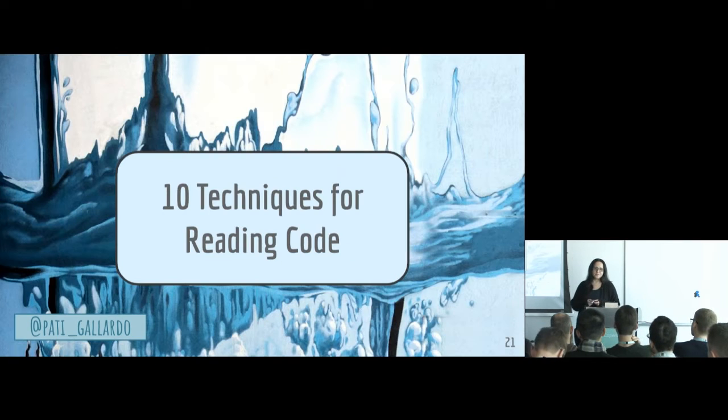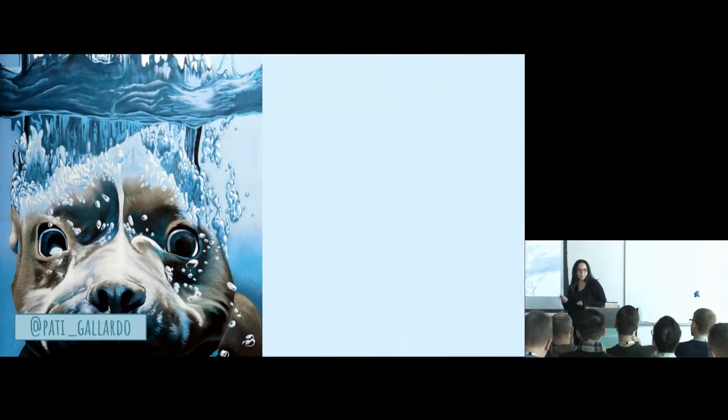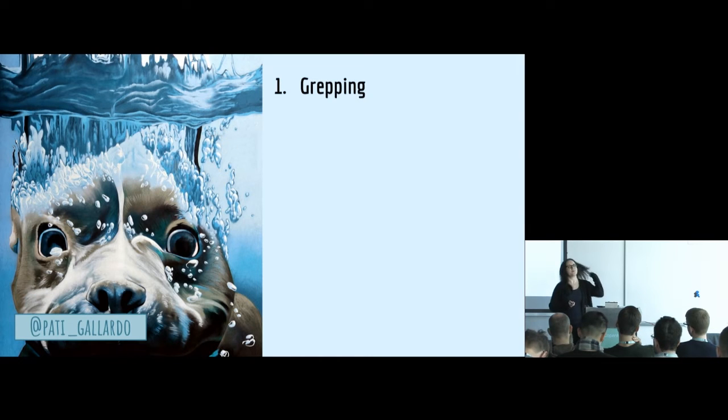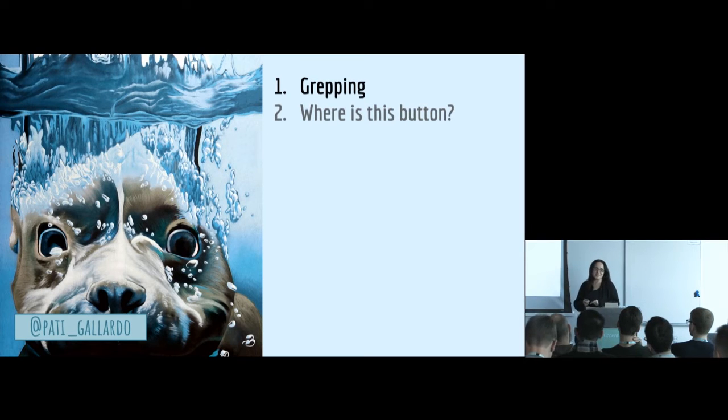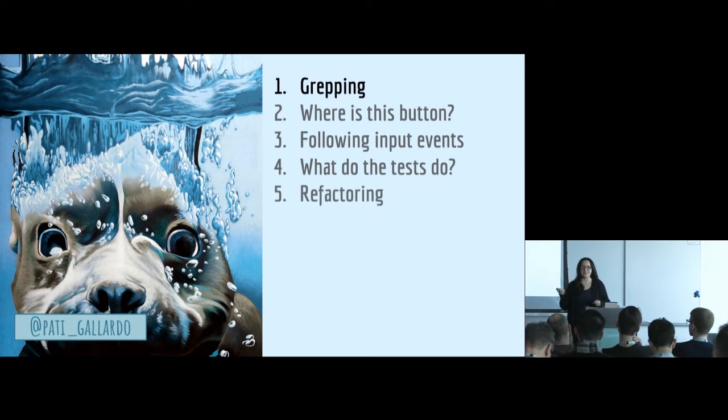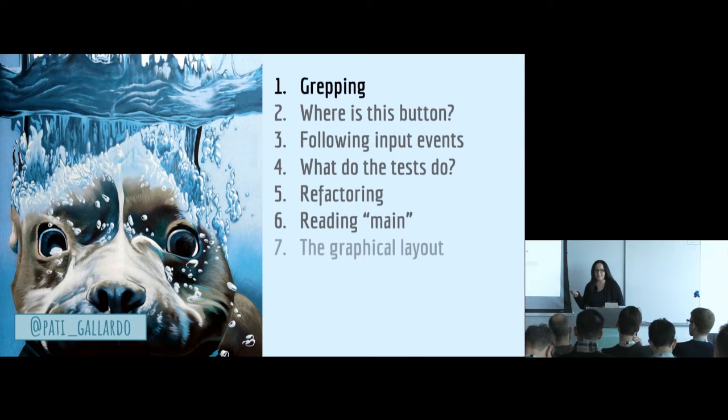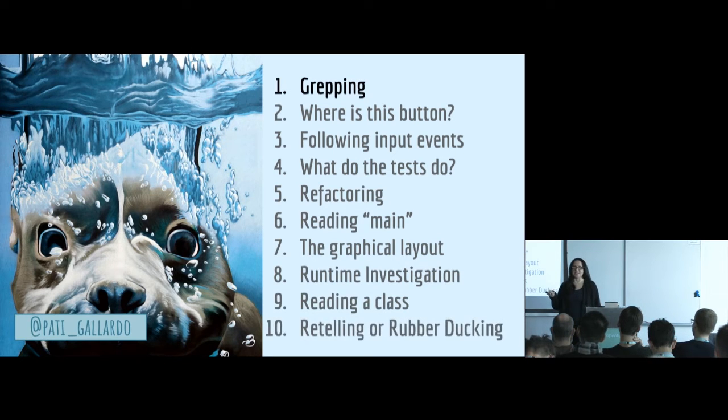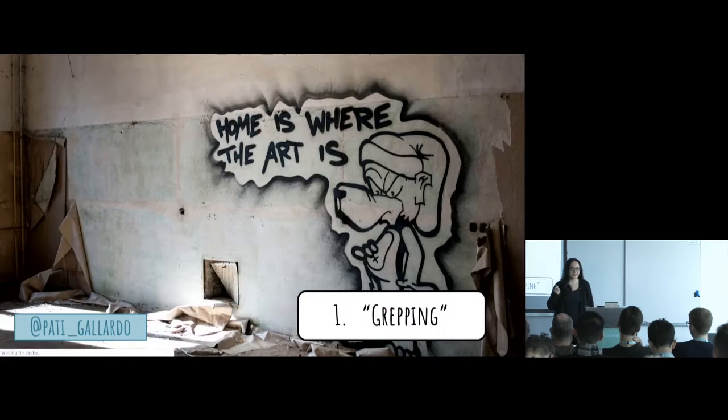Okay, so 10 techniques for reading code. I'm going to list them first, and then I'm going to go through them in detail. The first one is grepping, and I want to say grepping first because it is probably the most used one and the one that we are most ashamed of, so I'll get more into it. Then where is this button? Following input events. What do the tests do? Refactoring, reading main, the graphical layout, runtime investigation, reading a class, and retelling or rubber ducking. Okay, so let's start with grepping.